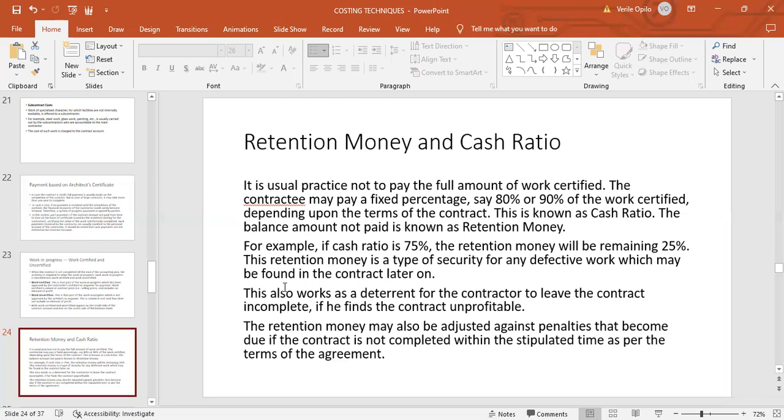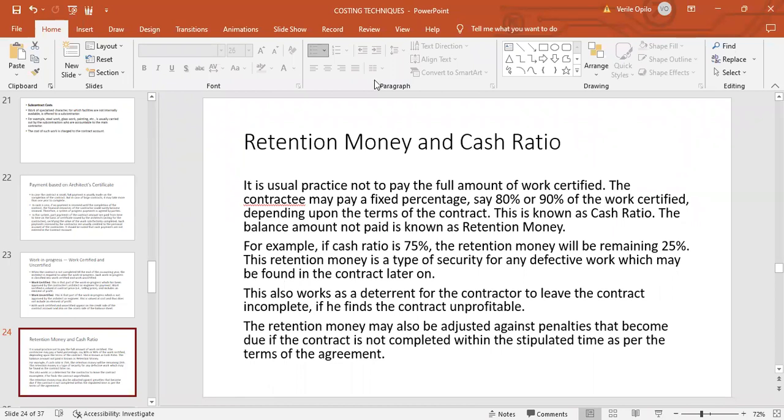Whether the contract has been fulfilled with respect to the specification of the client. So the architect or the engineer goes in and looks at the work that has been done, and then they certify what is satisfactory, and the other part remains uncertified.